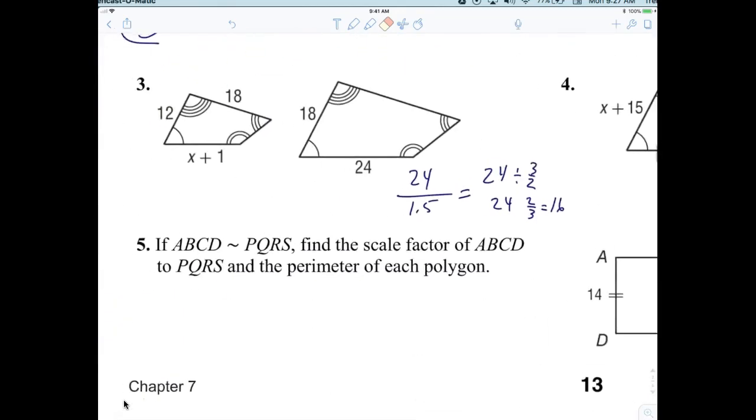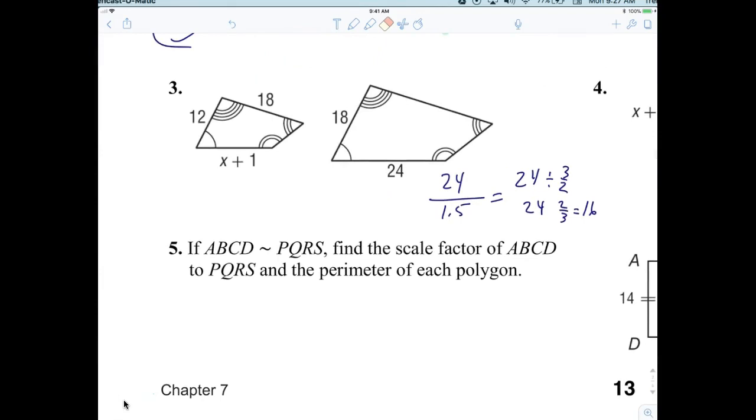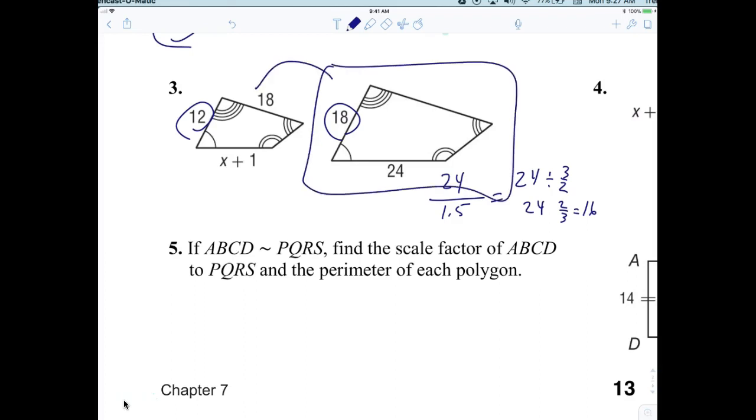All I'm doing over here is going 18 and dividing it by 12. What's 18 divided by 12? 1.5. So that means this is 1.5 times greater than that.